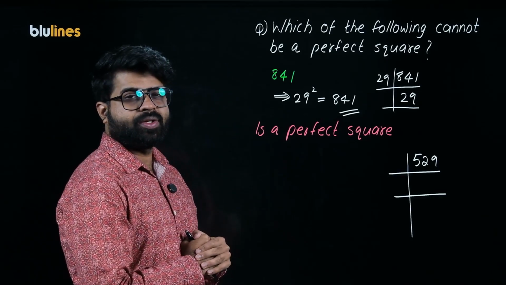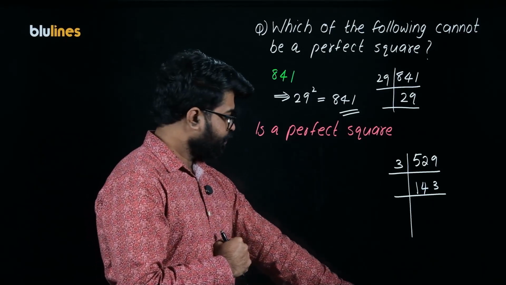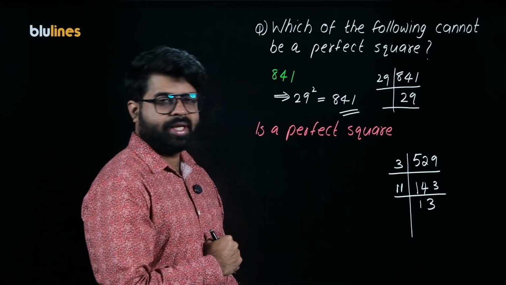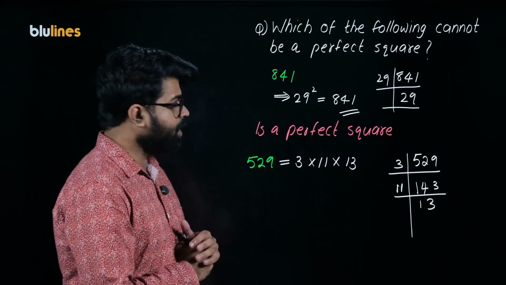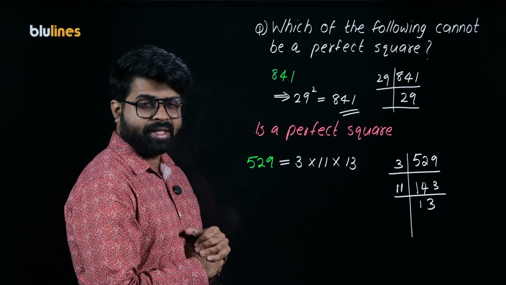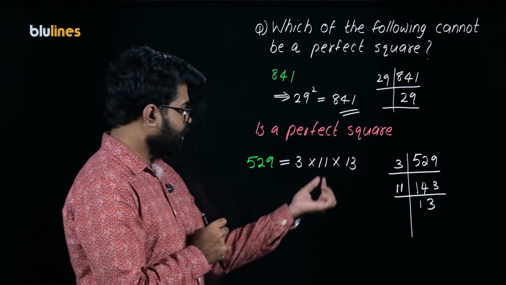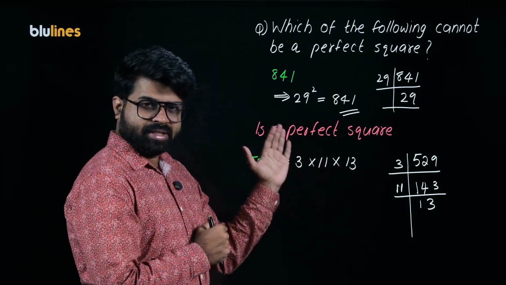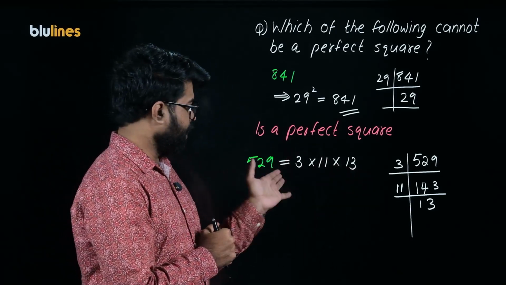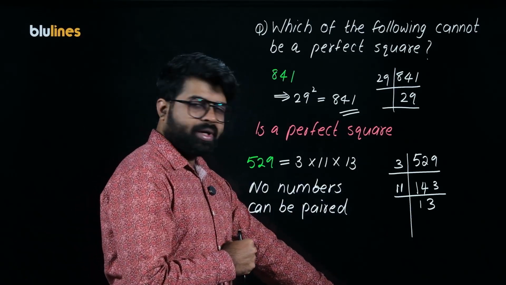529. So 529 on division with 3, we have 143. Again on 11, we have 13. So 529 can be expressed as 3 multiplied with 11 multiplied with 13. To make something a perfect square, we should pair each term. So there should exist a 3, a 11, a 13 to make this a perfect square. So 529 is not a perfect square. No number can be paired.